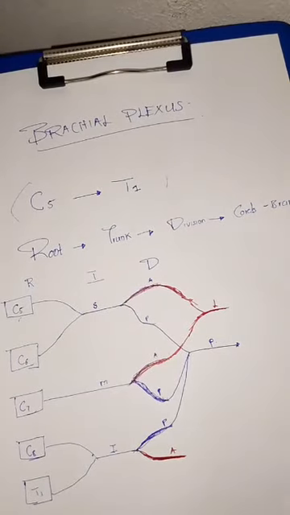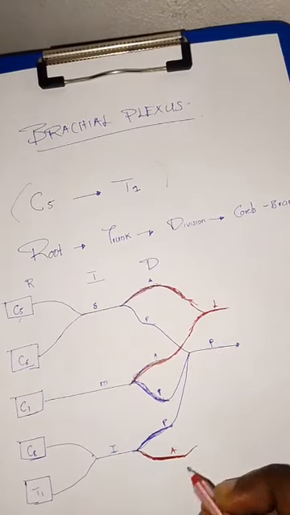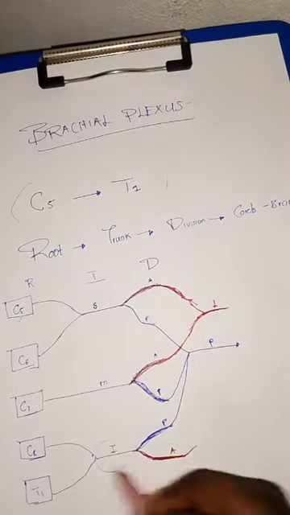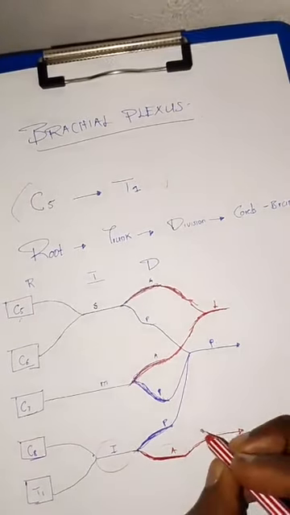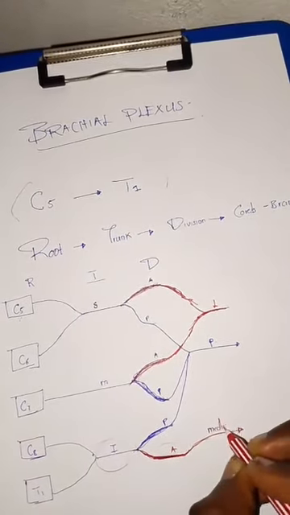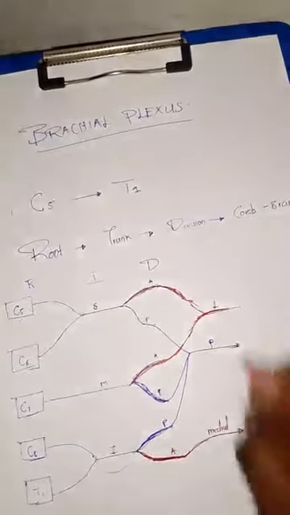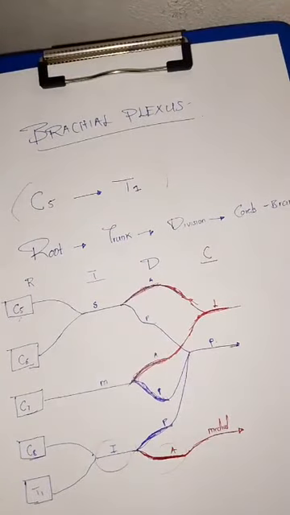Then the medial chord is just going to be formed by the anterior division of the inferior trunk, which is what is going to go ahead and form what we call the medial chord. So at this point, you're going to find that the chords are already formed. So this is how the chords are formed.